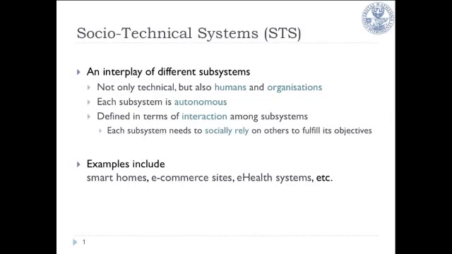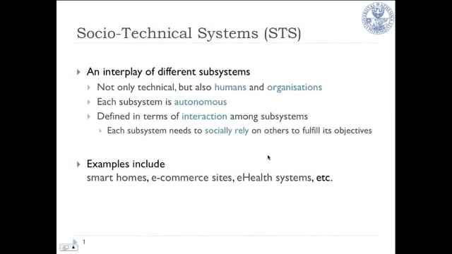The systems exist primarily because these different subcomponents are autonomous and they can achieve a lot of things on their own, but they also need to interact with others to get other things done that they cannot do on their own. So the system per se is defined in terms of interaction among the subsystems because each of them needs to socially rely on others to get its objectives done.